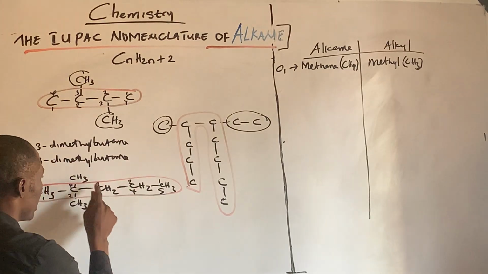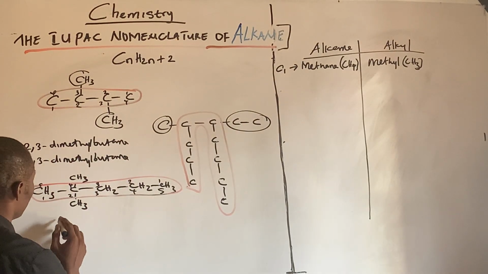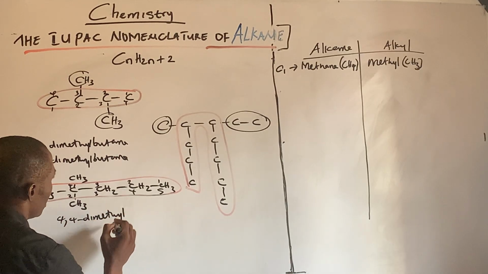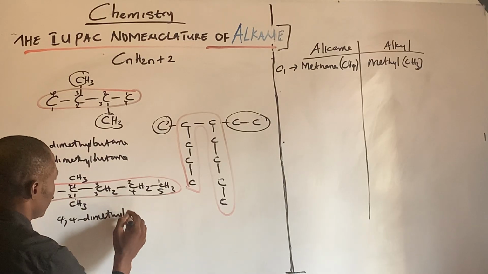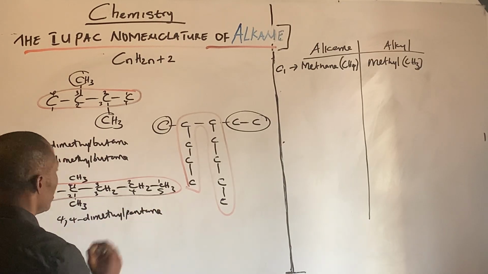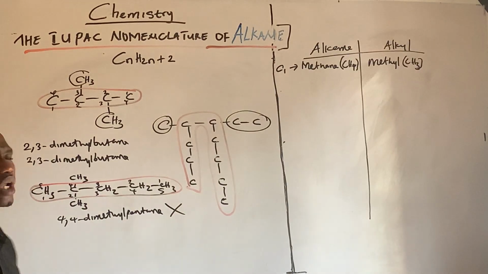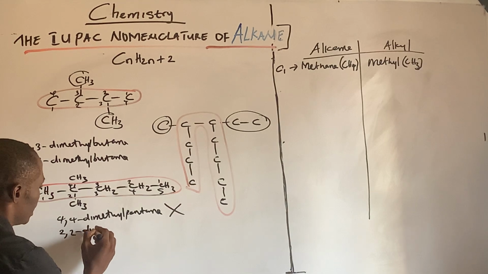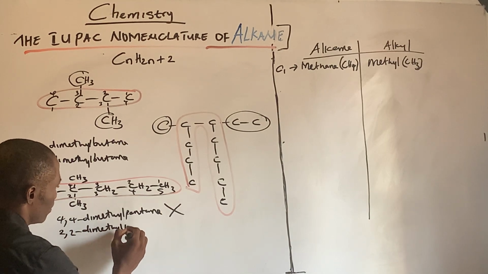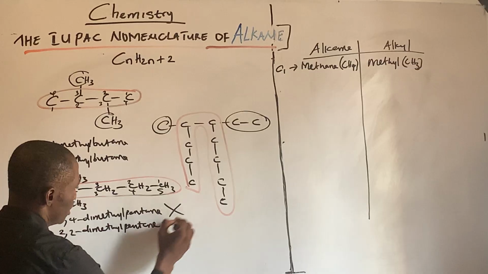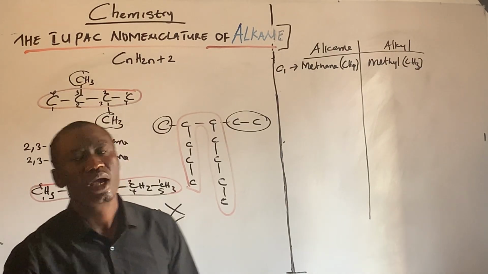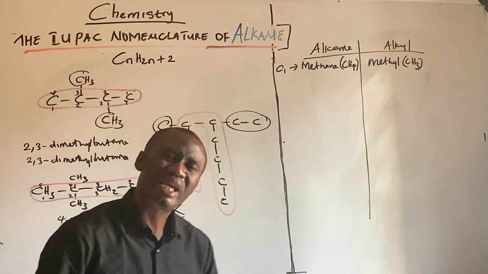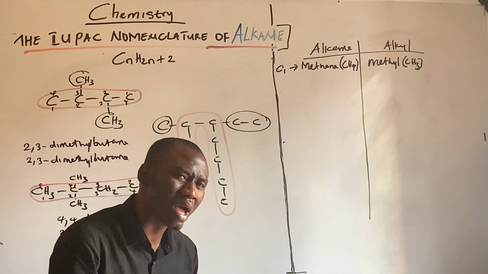So 1, 2, 3, 4, 5. This becomes 4,4-dimethylpentane. This is wrong. That's not the correct answer. Now let's count like this. This becomes 2,2-dimethylpentane. So this is the correct answer. Why? We are giving the substituent the lowest number. Be careful to give the substituent the lowest number.